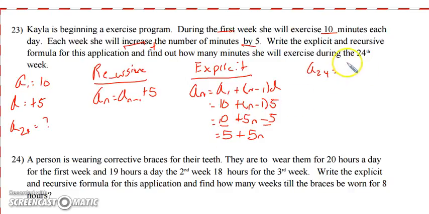You get 5 plus 5 times 24 equals 5 plus 120, which is 125. You're done with the problem. So she'll be working out for 2 hours and 5 minutes on that 24th week. So about half a year took her to work up to that. All right, let's keep going.